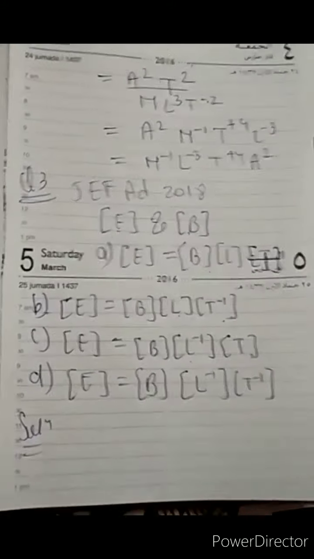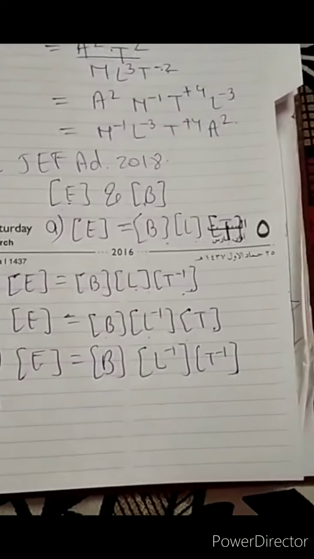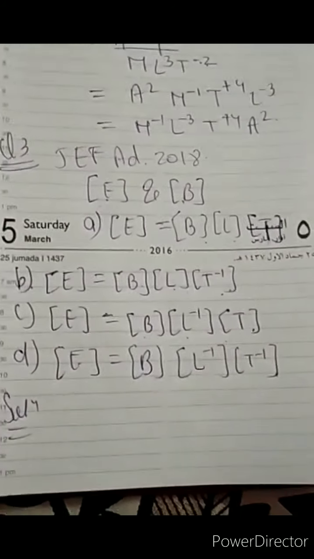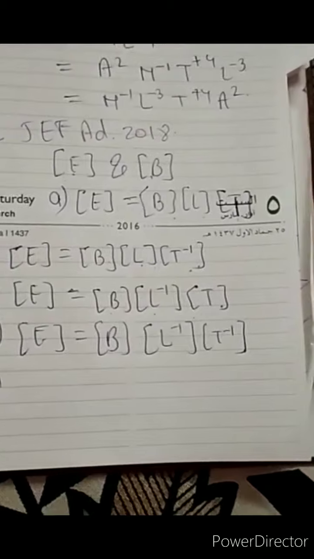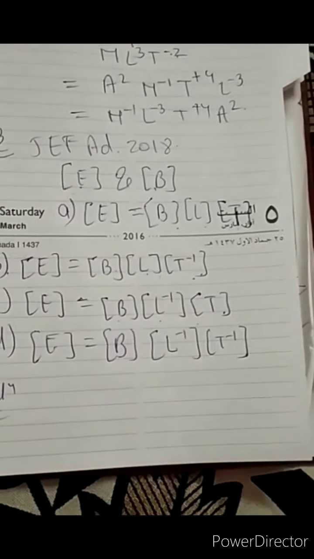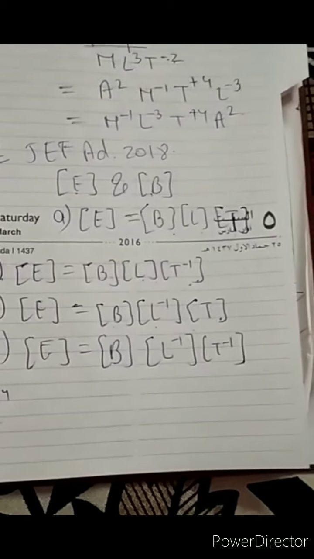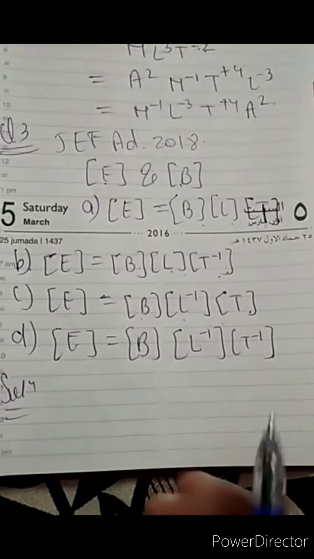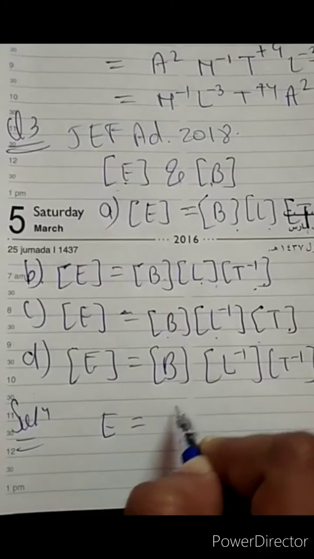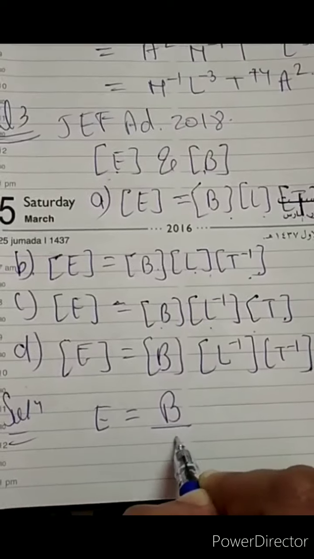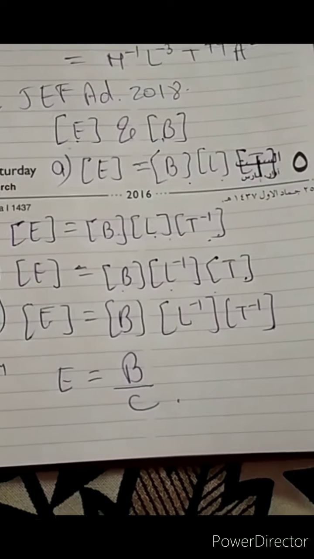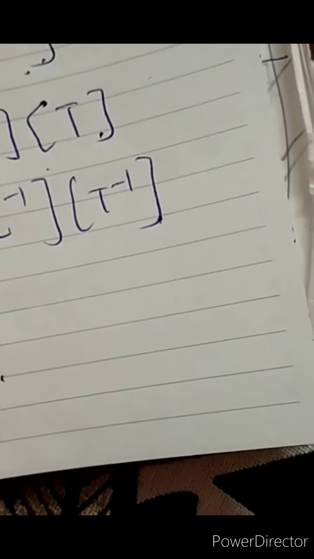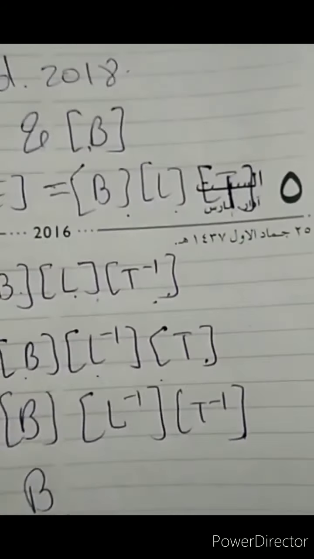Quickly solve it. Since you are giving the JEE Advanced exam, you must have learned a very nice relationship in class 12, and that says E is equal to B upon C. Very nice relationship. So try to do it.